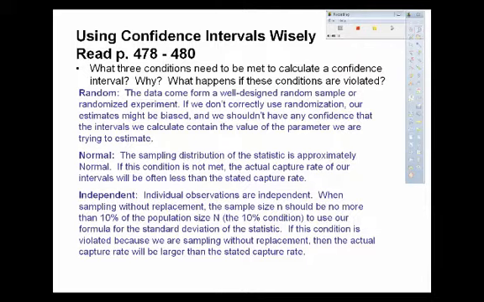And independent. Individual observations have to be independent. When sampling without replacement, the sample size n should be more than 10% of the population N. The 10% condition, if you recall, to use our formula for the standard deviation of the statistic. If this condition is violated because we are sampling without replacement, then the actual capture rate will be larger than the stated capture rate. So remember, random, normal, and independent. We've seen these before, so we're still looking for those.